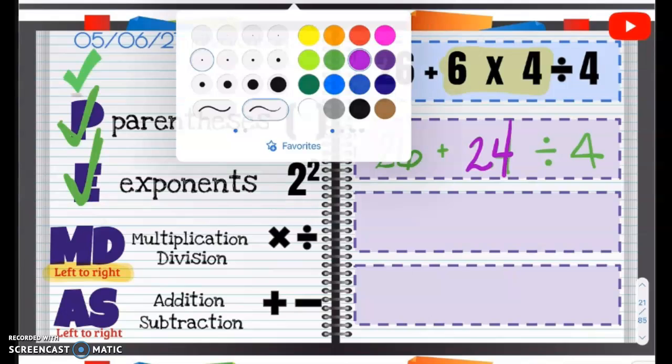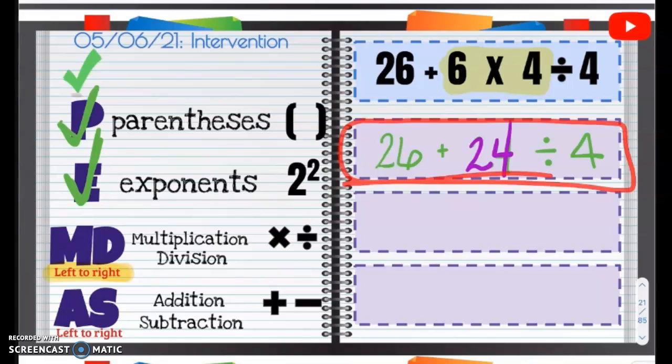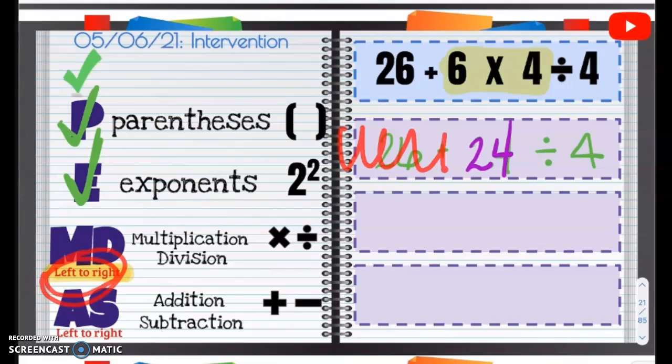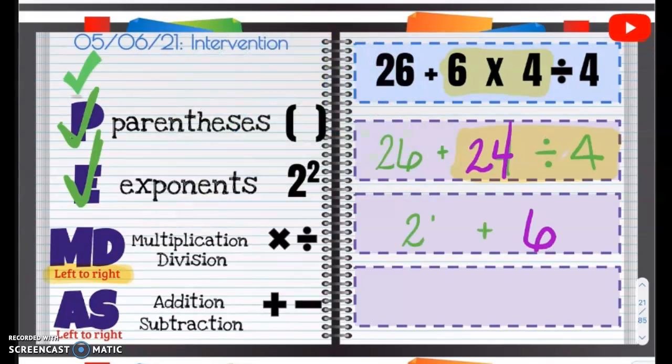Alrighty, now, do we have any more multiplication or division? Yes, we do. So let's go from left to right. We have 24 divided by 4, which you'll get 6. Bring everything else down we did not use yet, which is that 26 plus 6.